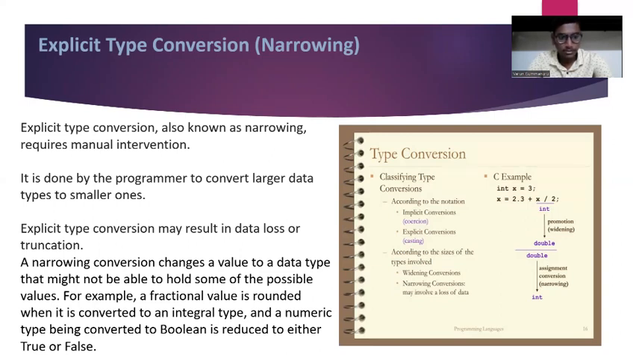A narrowing conversion changes a value to a data type that might not be able to hold some of the possible values. For example, a fractional value is rounded when it is converted to an integral type, and a numeric type being converted to Boolean is reduced to either true or false.